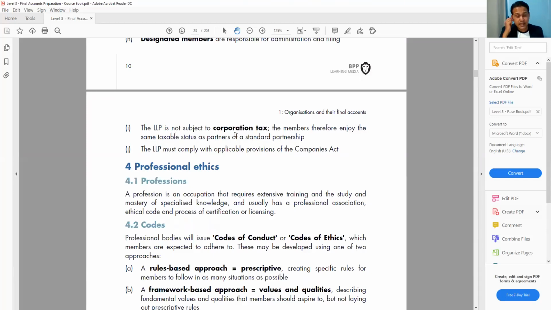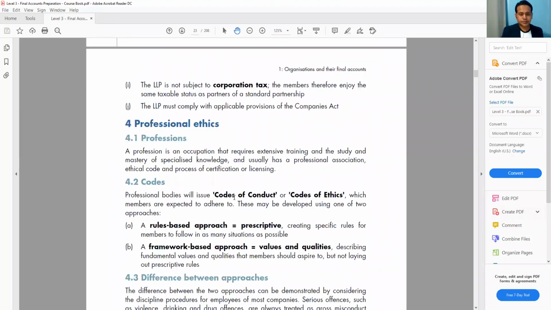CT means corporation tax. As a company, when you open a limited company, you have to submit the CT600, that is called corporation tax. So in the partnership, you don't have to do it. The LLP must comply with the applicable provisions of the Companies Act. So some of the Companies Act they have to follow if you open a limited liability partnership.